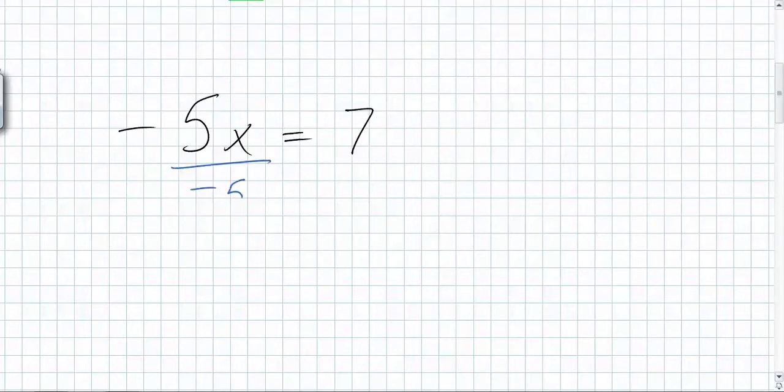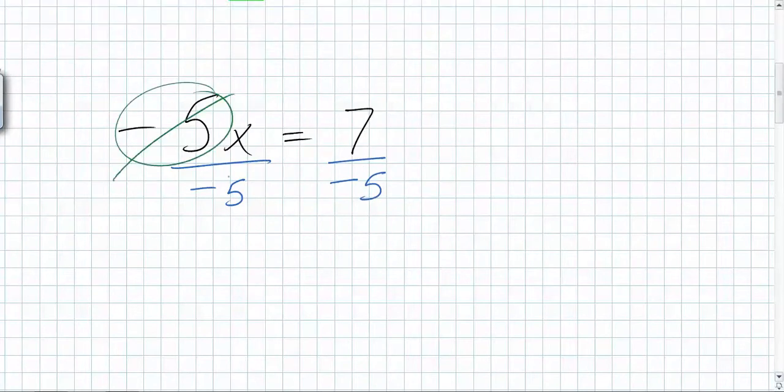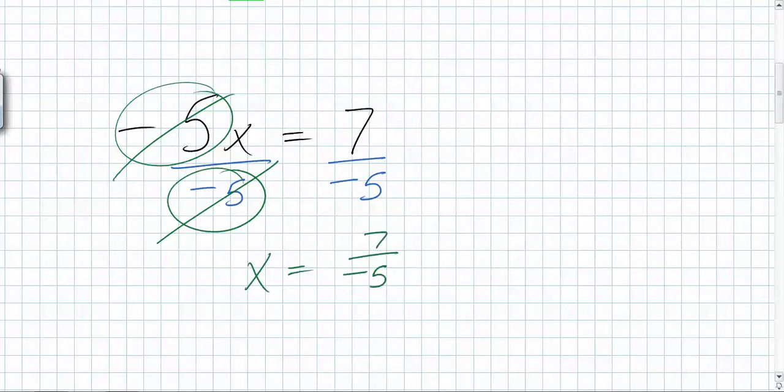Here's an example problem. We could have negative 5x equals 7. In order to isolate x, we need to get rid of that negative 5, and negative 5 is being multiplied by x, so we know that the inverse operation to multiplication is division. So we are going to divide both sides by negative 5, which means that the negative 5 here is going to cancel with the negative 5 here, leaving us with x is equal to 7 over negative 5, which you could also write as negative 7 over 5. Either one is fine, but we've undone multiplication with division. We divided both sides by the same thing.